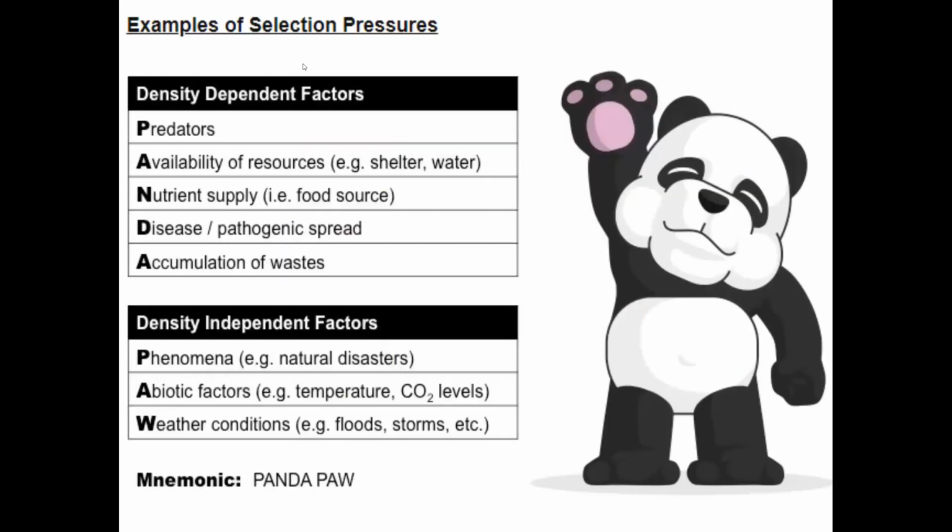Okay, so selection pressures, this is quite a good mnemonic. It was called PANDAPOR. Now, for example, if we have density dependent factors like predators, availability of nutrients, nutrient supply, disease, and accumulation of wastes, we can have phenomena, abiotic factors, and weather conditions, which is the density independent factors. It's quite a good example of these selection pressures.